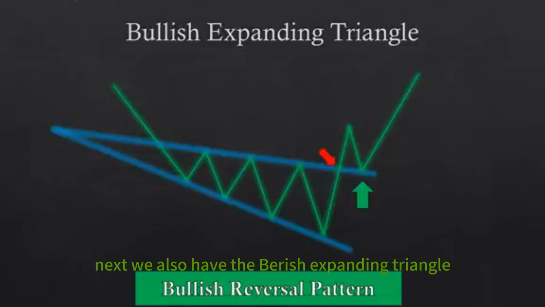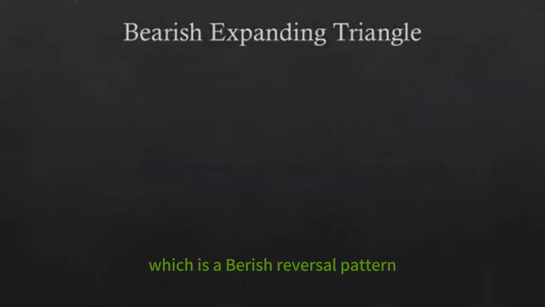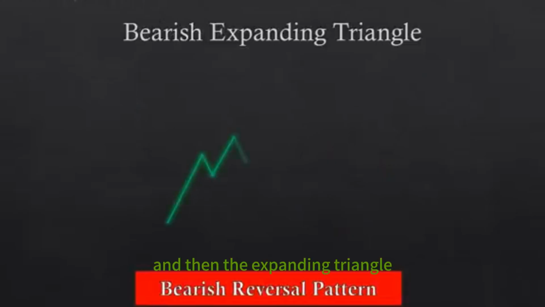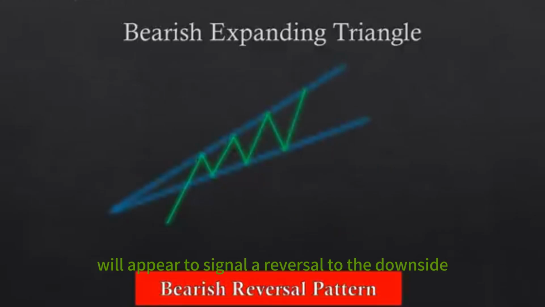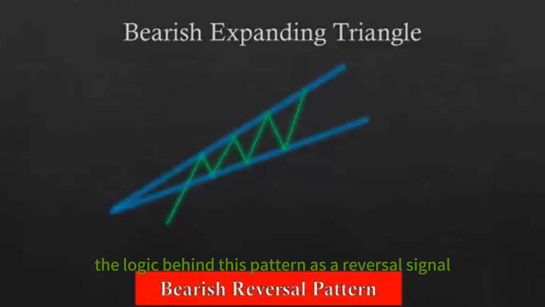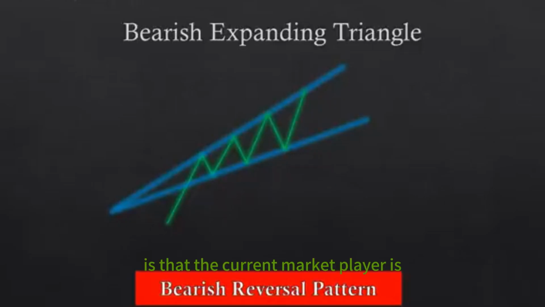Next, we also have the bearish expanding triangle, which is a bearish reversal pattern, meaning that price will be going up, and then the expanding triangle will appear to signal a reversal to the downside. This chart pattern received this name because it describes a series of expanding price movements with a progressive increase in volatility. The logic behind this pattern as a reversal signal is that the current market player is finalizing the trend by producing pronounced final drags.